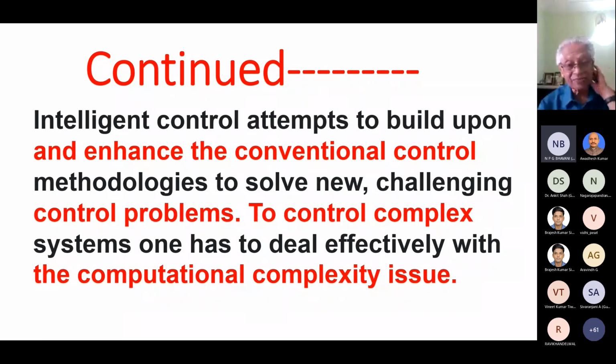To control complex systems, one has to deal effectively with the computational complexity issue. This is what I was trying to mention, that there is a lot of computational complexity. Many times you write a program, you will find that you go into an infinite loop and it will not converge at all. That is because of the lot of iterations it takes, and then it gets derailed, and that is the computational complexity, and you don't reach any solution. So that kind of thing is avoided with the help of the intelligent algorithms built into intelligent control systems.